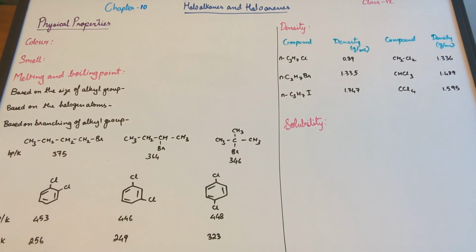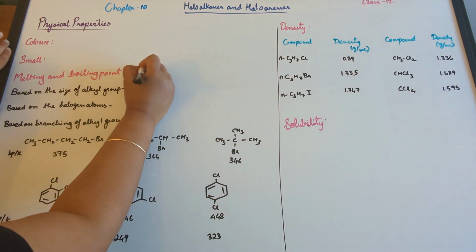In this video, we are discussing the physical properties of haloalkanes and haloarenes. Haloalkanes and haloarenes are usually colorless when pure. However, iodides and bromides develop a color on prolonged exposure to light. The volatile compounds have a sweet smell. Melting and boiling point, on the other hand, is a very interesting thing that we're going to study.